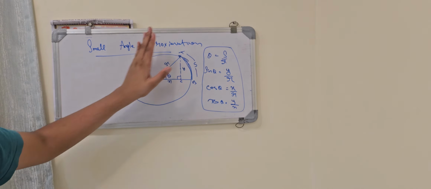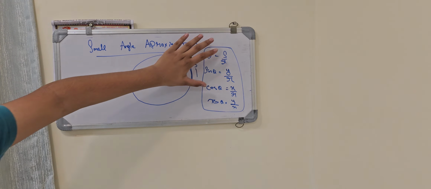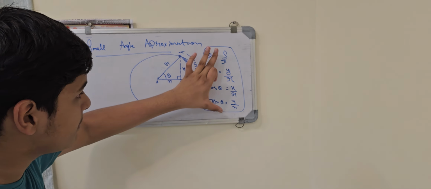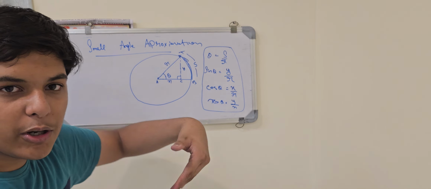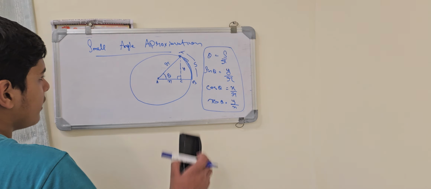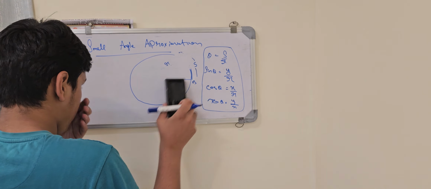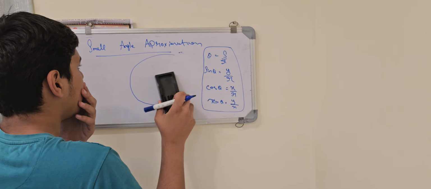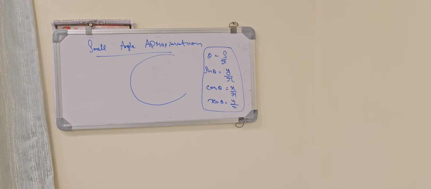Now let's erase this circle. We will not erase this one, remember this. This is the most important thing. I am just keeping it stable because I am drawing another diagram now. Now I will modify the diagram a little bit.